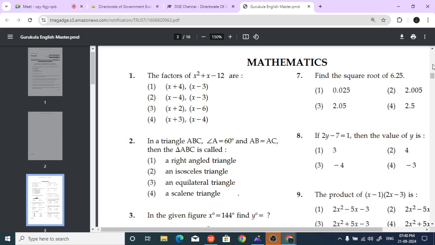Sir, is it an equilateral triangle? Yes, very correct. Equilateral triangle. Fantastic. What is the definition of an equilateral triangle?